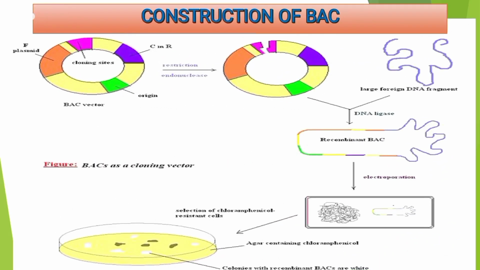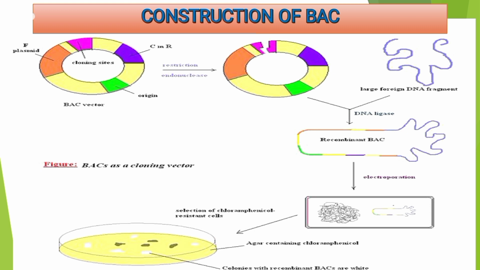This is the overview of how the construction of BAC is done. This is the BAC vector containing origin of replication, chloramphenicol resistance site, cloning site, F plasmid site. Cloning site is the site where the large foreign DNA fragment is going to be inserted. So firstly, we need to digest it so as to produce the sticky ends so that the large foreign DNA fragment can be easily inserted into it.